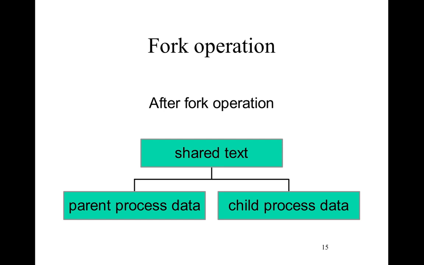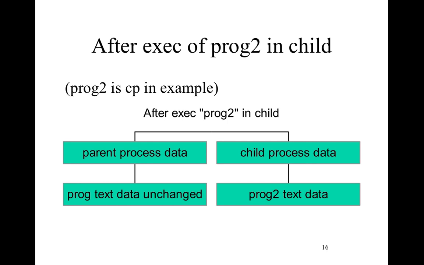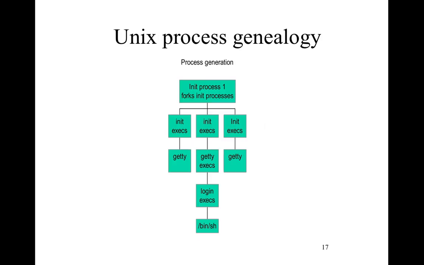Anyway, fork operations. Here's our fork operations after the fork. The shared text is shared by the parent process data and the child process data, so in the shared text area. And then after EXEC of the program 2 in the child, parent process data and child process data. Further down, you've got the program text data that's unchanged from the parent, because the parent's paused at this point. And then the child's program text is the one that changes. And then when that child ends, that gets cleaned up, goes back to the parent. And we start over again, we run another process.